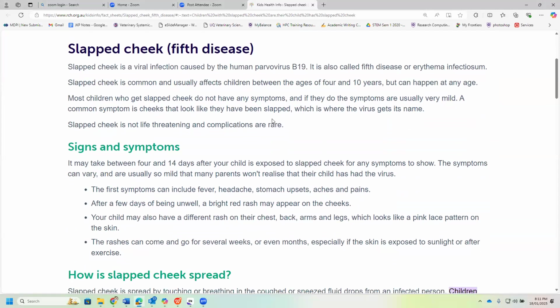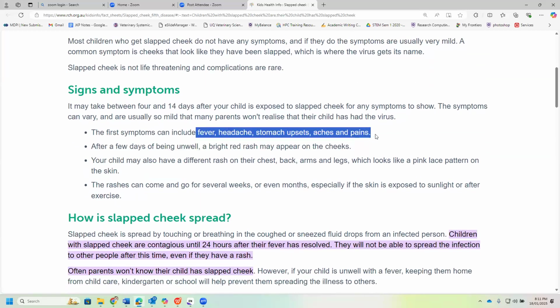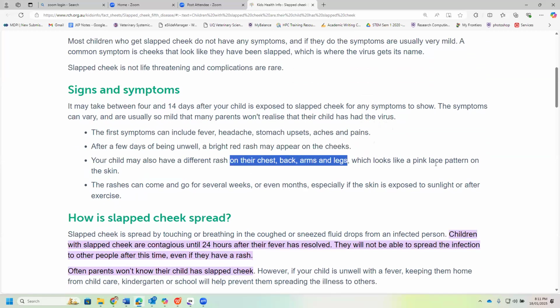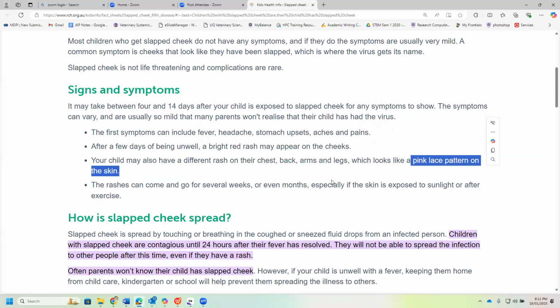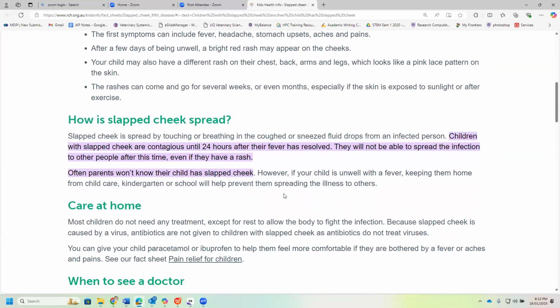Most of the children don't have symptoms, but in those that do, they occur between 4 to 14 days after the child has been exposed to the virus. They have prodromal symptoms of fever, headaches, stomach upsets, aches and pains. After a few days of being unwell, they have a bright red macular rash that appears on the cheeks. They can also have the rash on the chest, back, arms, and legs that looks like a reticular pattern. And after several weeks or months, the rash can disappear or desquamate as well.